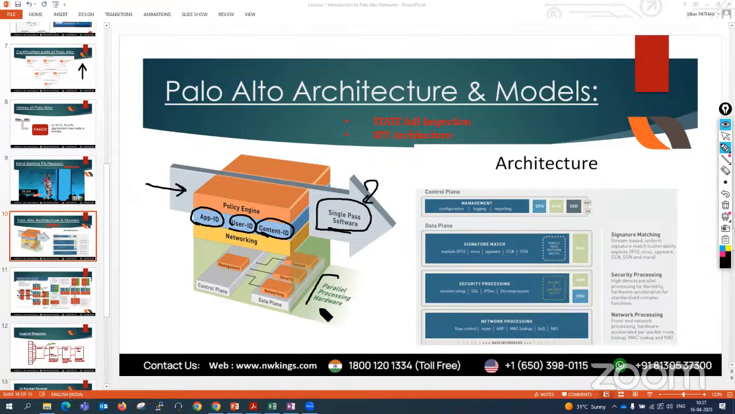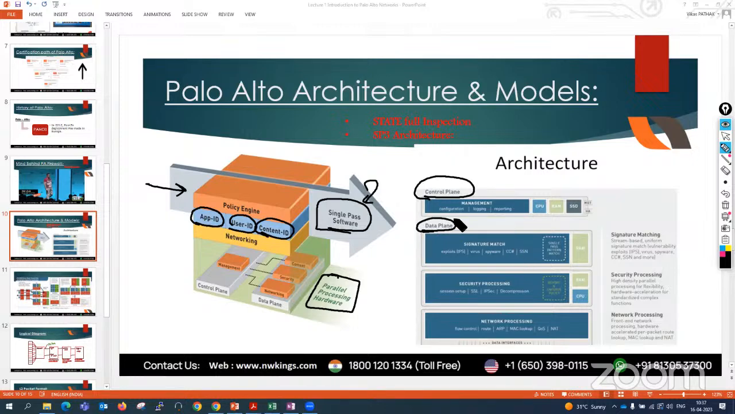Now, what is parallel processing? Parallel processing says that inside my firewall, I'll be having two planes. First plane is called the control plane, second plane is called the data plane. Now, what is the difference?